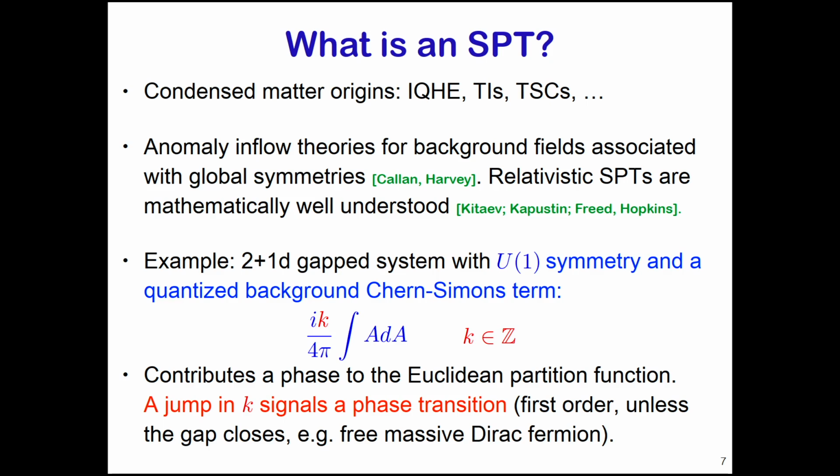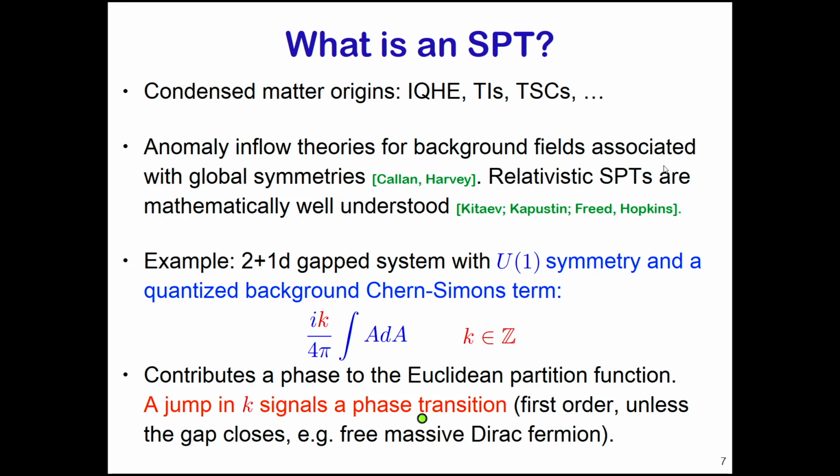And from a quantum field theory point of view, you can think of SPTs as anomaly inflow theories for background fields. If you have a global symmetry, then you can put some background fields for that symmetry. Then you can write an anomaly inflow action for those background fields. And the SPT is the theory that lives in the same dimension as the anomaly inflow action itself. And at least in the relativistic case, SPTs are some of the mathematically best understood quantum field theories as well, because they're rather simple.